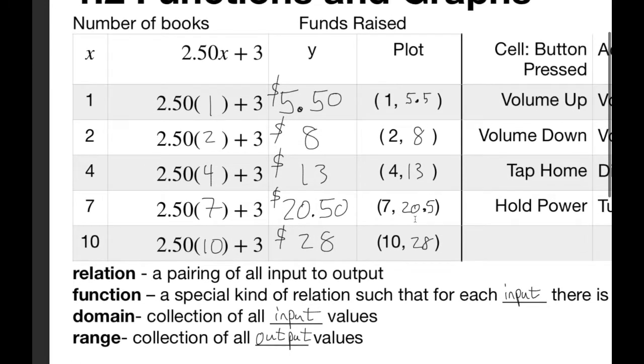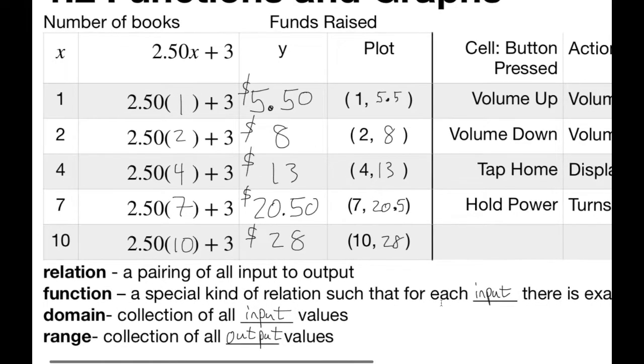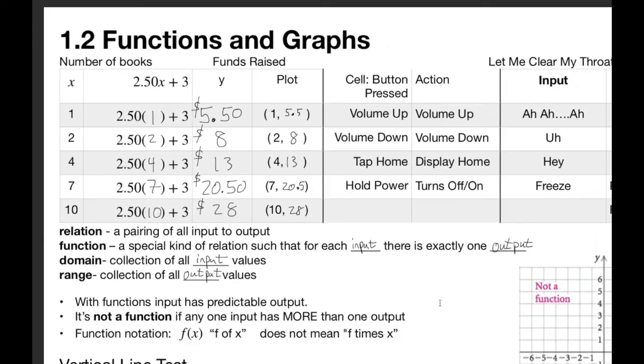So you can say that a relation is a pairing of all input to output. That's just, in general, what pairings look like, but a function is a special kind of pairing such that for each input there is exactly one output. The relation "Let me clear my throat" is actually a relation, and that's because the input "freeze" had multiple different outputs. So "Let me clear my throat" is actually not a function.